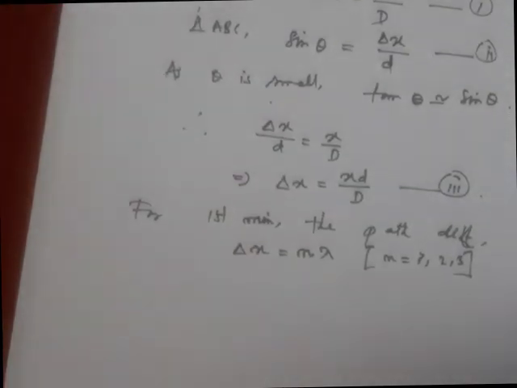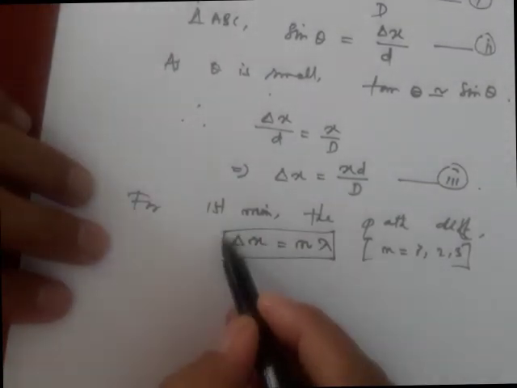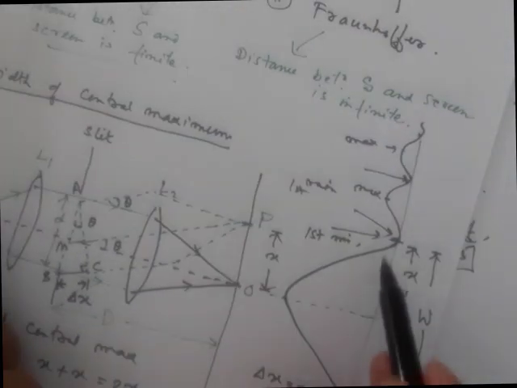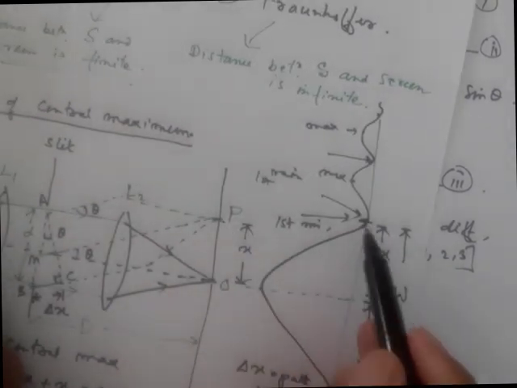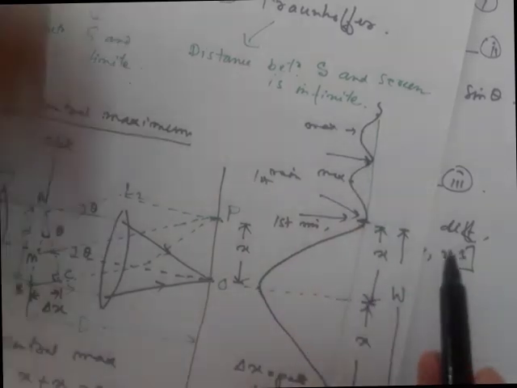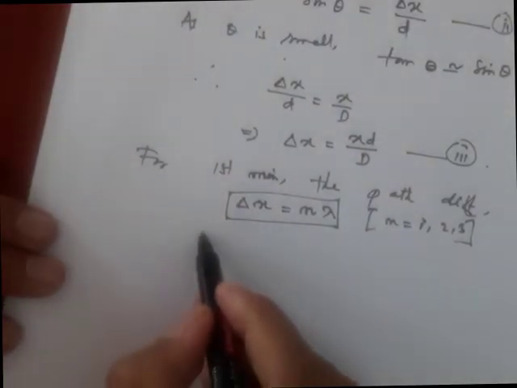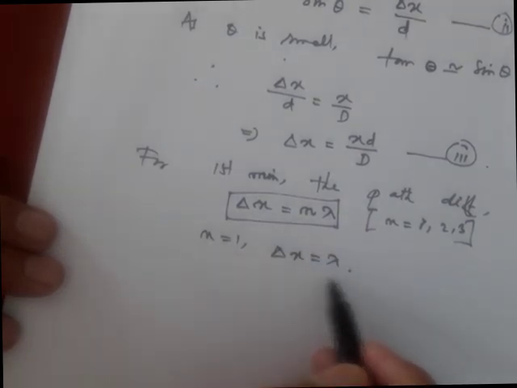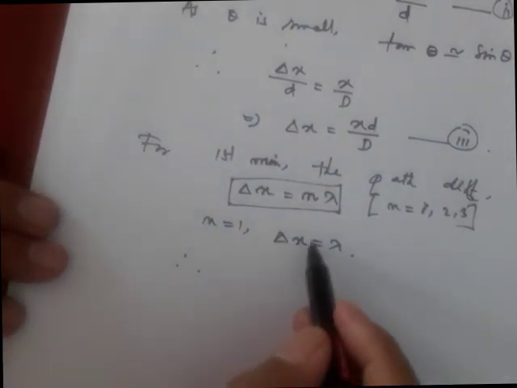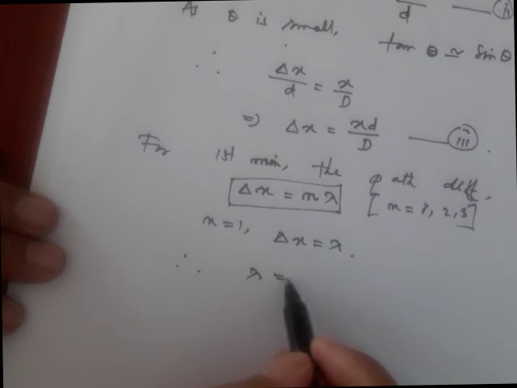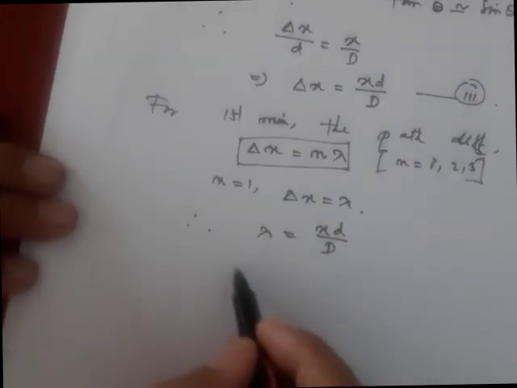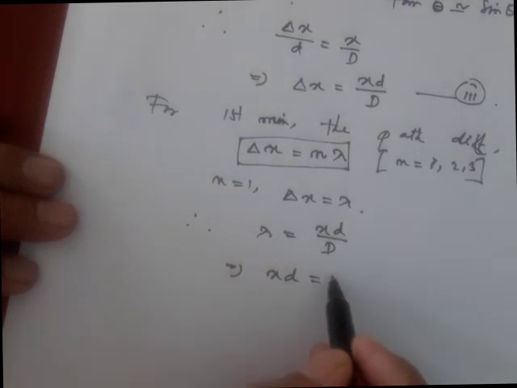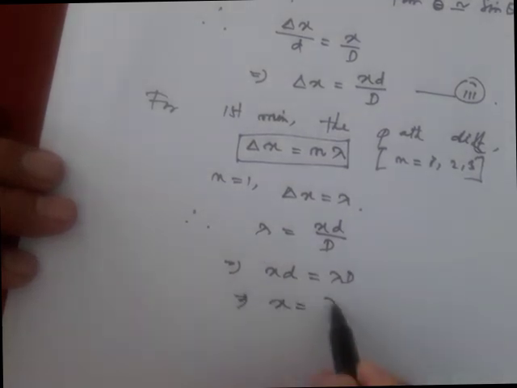So this condition must be satisfied if you take the minimum point, the first point. I took this equation because this point P lies at the minimum. If it is the first minima, you put n equal to 1, second minima n equal to 2, like that. So for first minima n is equal to 1, and delta x is equal to lambda. Now put back here: delta x is lambda, equal to x d by D. So this gives x d is equal to lambda D, or finally x is equal to lambda D by d.